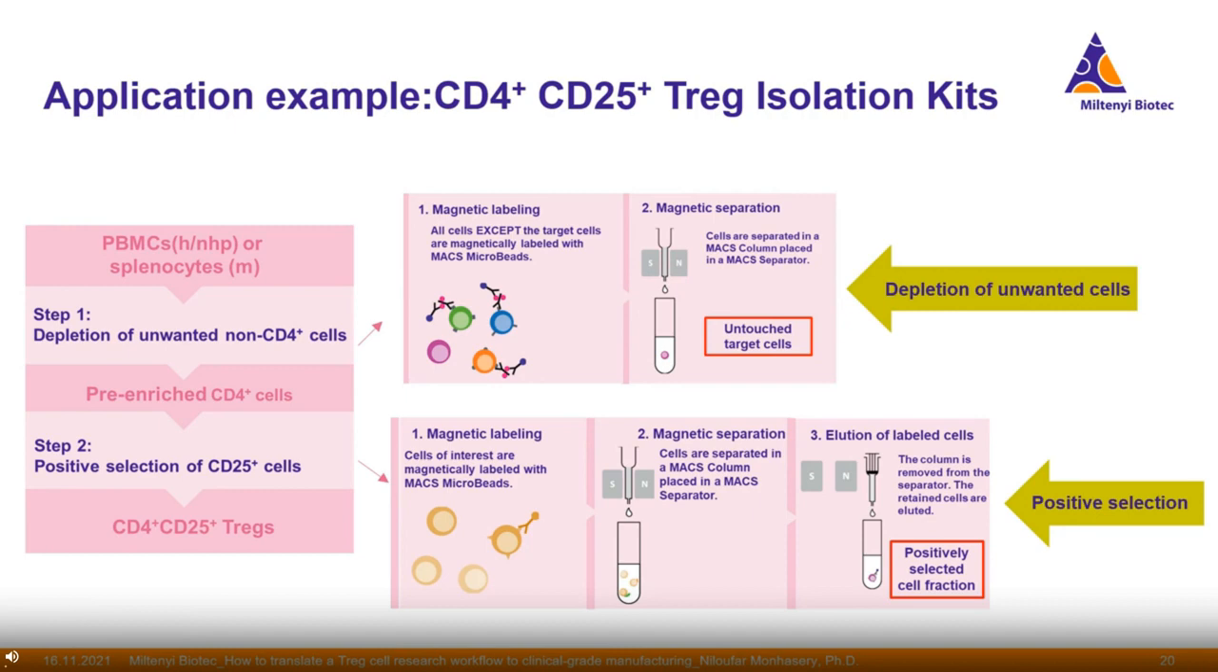In the first step, the depletion of unwanted non-CD4 positive cells is done, and you will have untouched target cells. And in the next step, you will have the positive selection of CD25 positive cells. As you can see here, the untouched cells get labeled, and then they pass through the magnet, and then the captured cells can be eluted into the final buffer. And you will have your final CD4, CD25 positive Treg cells.